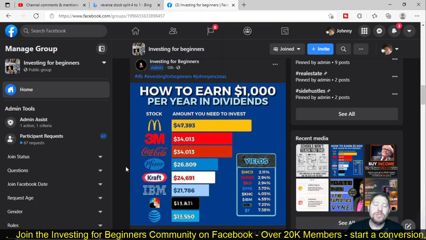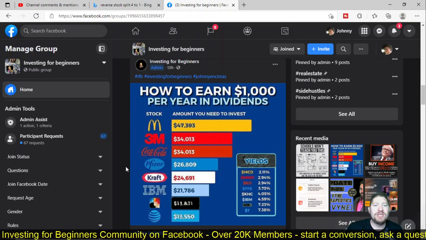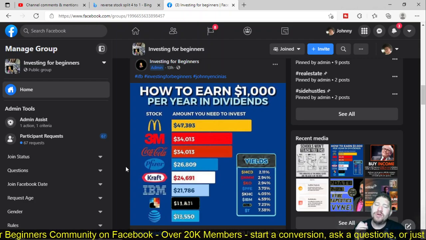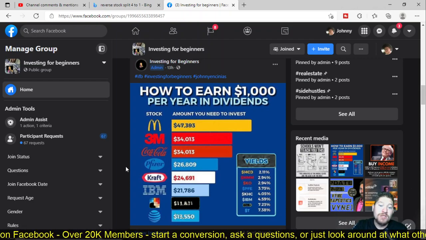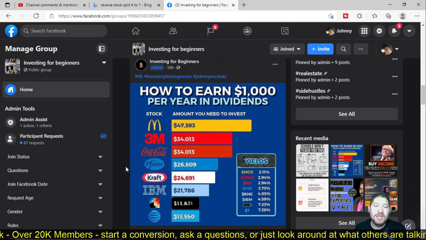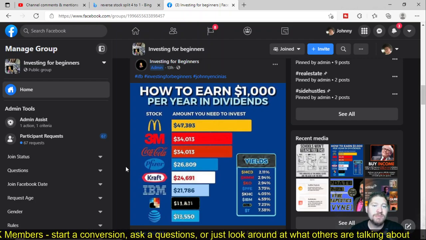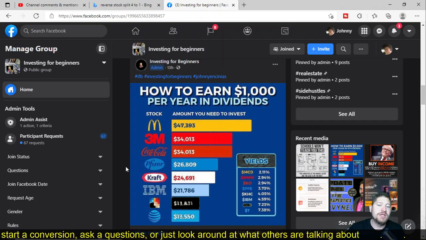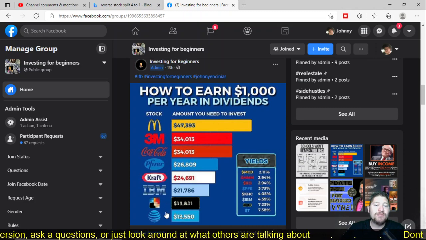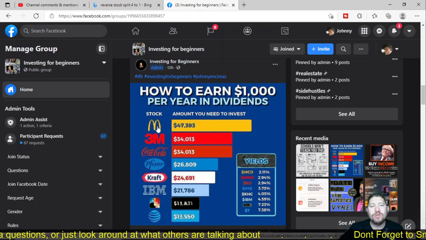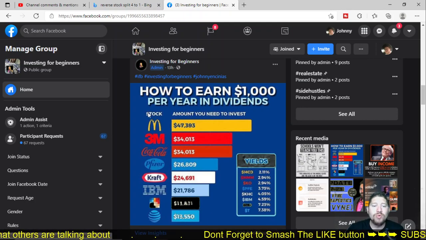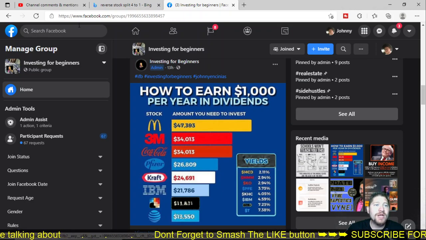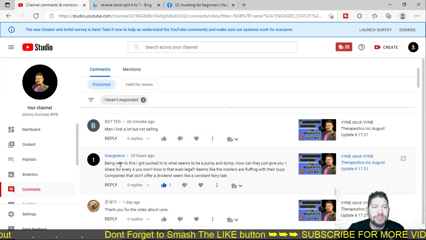Yes, I agree with you. You really should invest in companies that pay dividends. Here's a good example right here. You could earn $1,000 per year in dividends if you invested $13,000 in AT&T, or $47,000 in McDonald's. And there are great examples here of being able to do it. If you were able to do it with one, two, three, four, five, six, seven, eight companies over time, you could make $8,000 a year in dividends holding these companies. So great question, I appreciate that, Taos Greece.